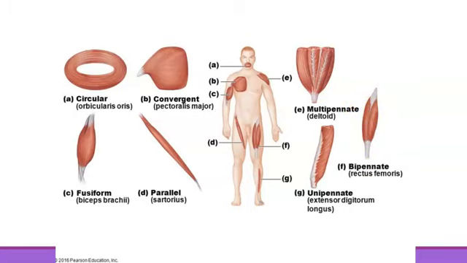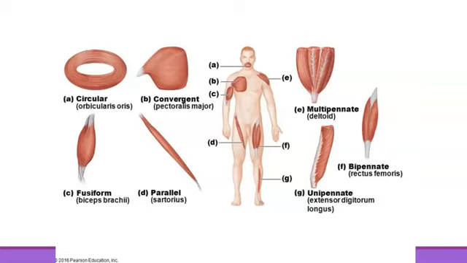And then a unipennate fascicle will insert into only one side of the tendon. So here we see a unipennate muscle. And here is the tendon. So an example of this would be the extensor digitorum longus muscle that can be found in the anterior leg.